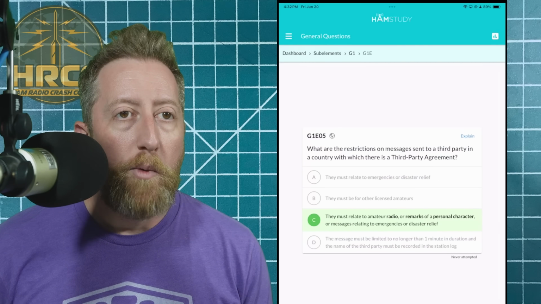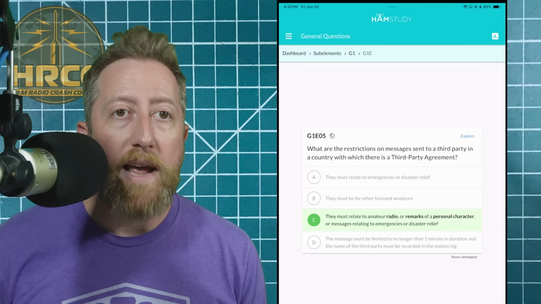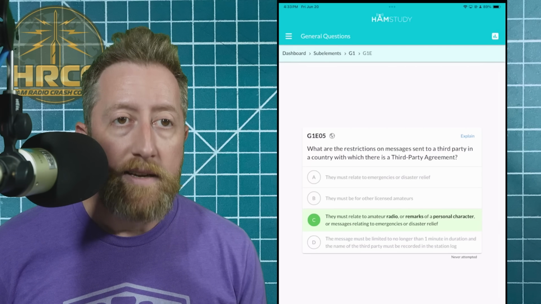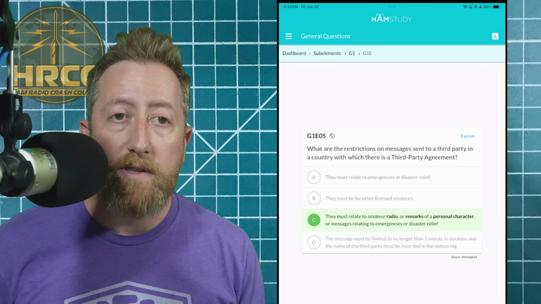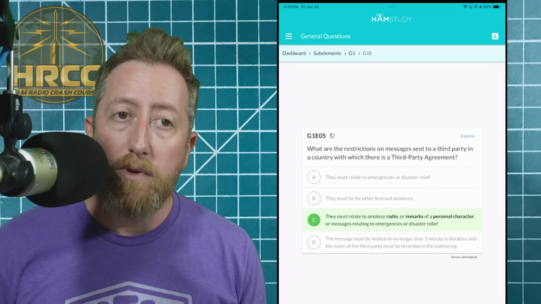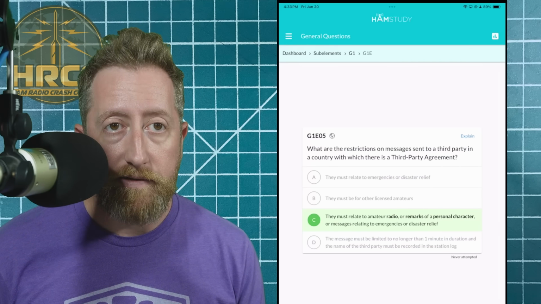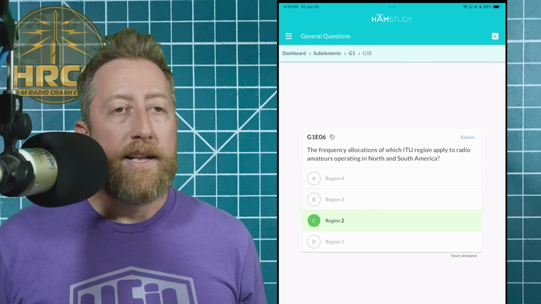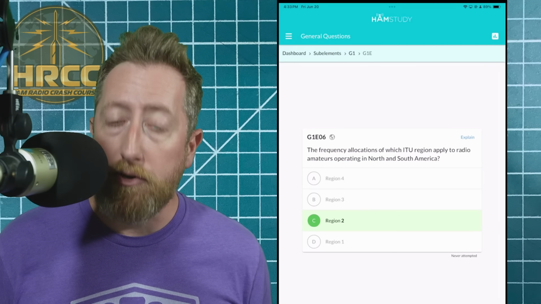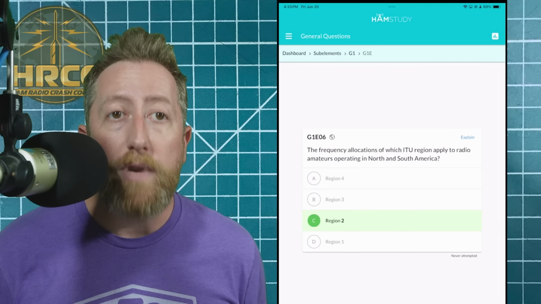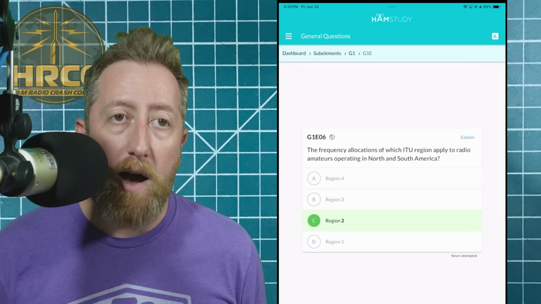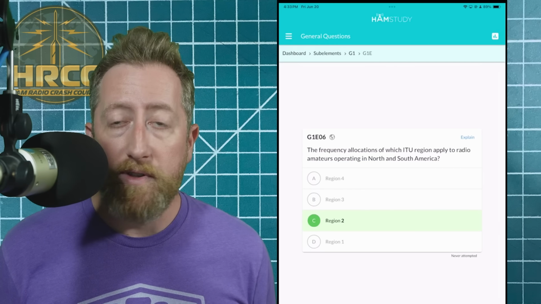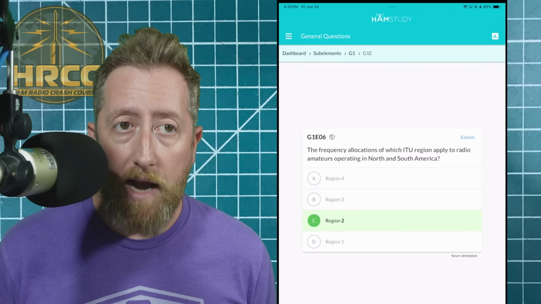Item 5. What are restrictions on messages sent to a third party in a country with which there is a third-party agreement? C. They must relate to amateur radio or remarks of a personal character or messages related to emergencies or disaster relief. So there you go. Got to follow those rules if you're talking with third-party region countries. Question 6. The frequency allocations of which International Telecommunications Union region apply to radio amateurs operating in North and South America? So they carve up the world in regions, and North and South America belong to Region 2, item C.